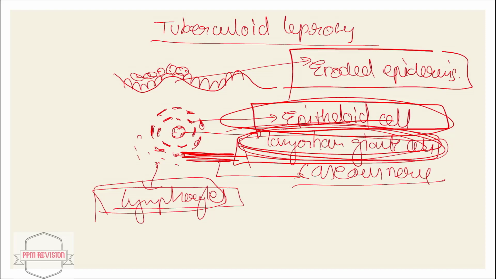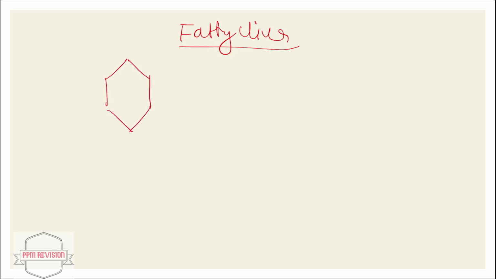So now moving ahead, we'll be looking at the fatty liver. So what is the fatty liver? In case of the fatty liver, let's just draw a rough diagram. We can see the presence of the central vein. Yes, we can see the presence of central vein. And also there's presence of the fat cyst.